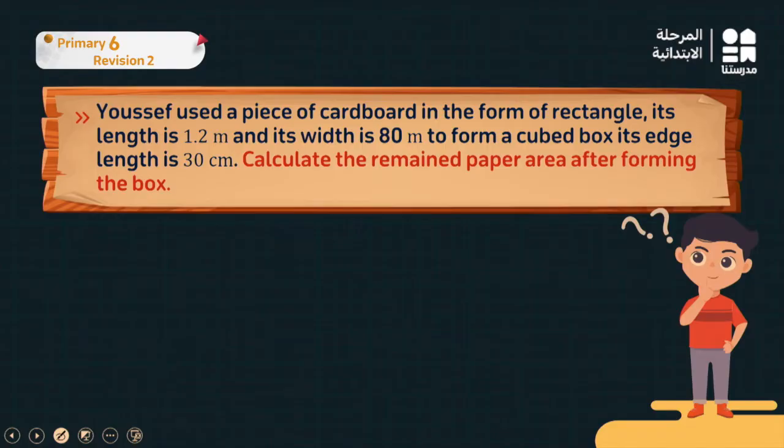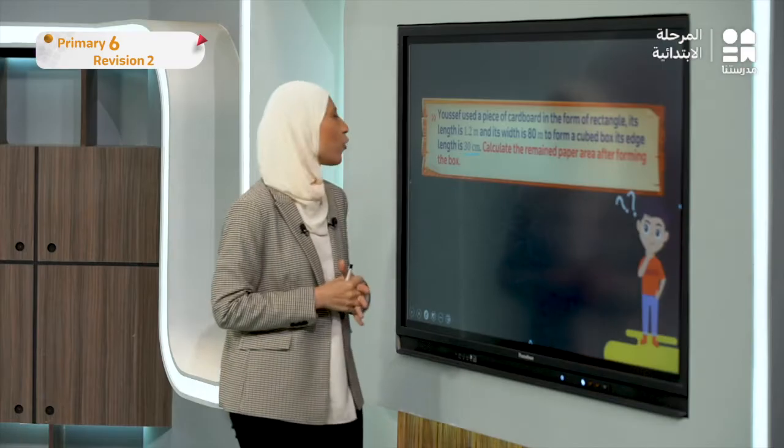Another exercise here. I have Yusuf used a piece of cardboard in the form of a rectangle. Its length is 1.2 and its width is 80 meter. To form a closed box, its edge length equals 30 centimeter. Calculate the remainder paper area after forming the box.